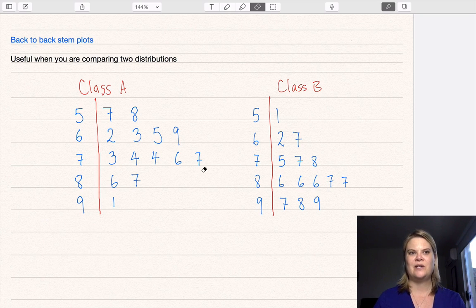Hello and welcome to our video on back-to-back stem plots. It's a special type of stem plot that's really useful when you're comparing two different distributions.